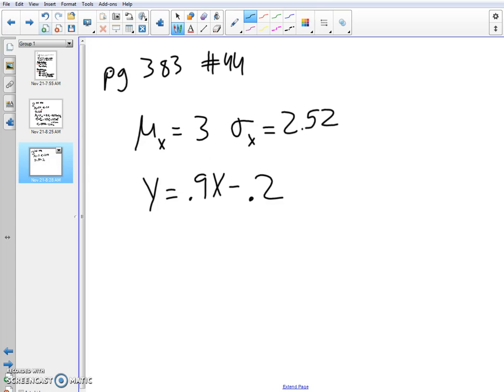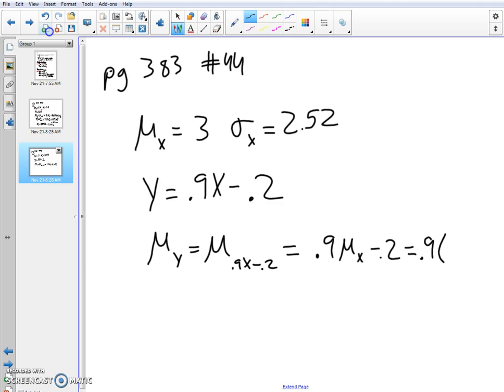So I want to find the mean and the standard deviation here. So the mean of Y, you can think about that as the mean of 0.9X minus 0.2. So here my A would be negative 0.2, my B would be 0.9. So this is just simply 0.9 times the mean of X minus 0.2. So you're just substituting in that mean of X, which is 3. So we get 2.5, and that's technically million.